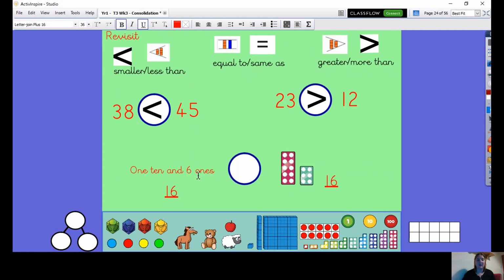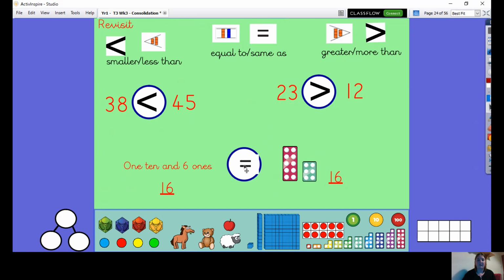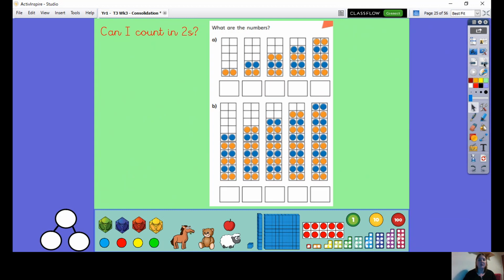This one is written out. This one is a picture, but they are equal to, it's the same as. So I'm just going to do that. There you go. Fantastic. Okay, so moving on then to our learning for the morning.